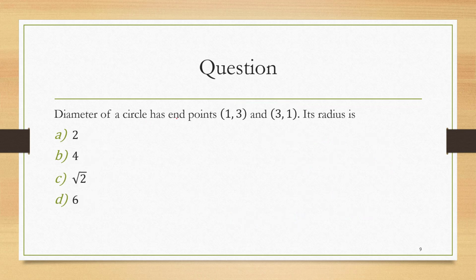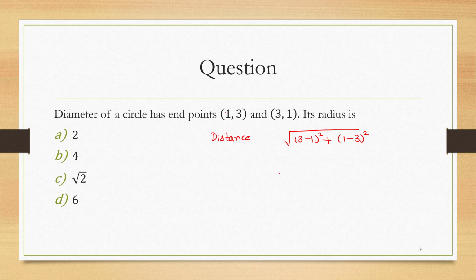Next, the diameter of a circle has endpoints (1, 3) and (3, 1). Then we have to find its radius. Again, we can find the radius by first finding the equation of the circle and then using the formula square root of g square plus f square minus c. But it will be a bit lengthy method. So the shorter method: we can find the distance between these 2 points, that is square root of (3 minus 1) whole square plus (1 minus 3) whole square.